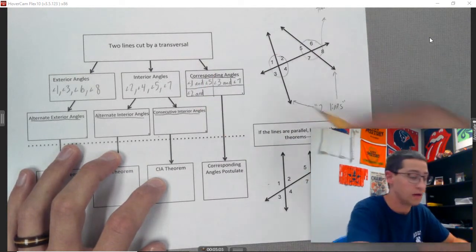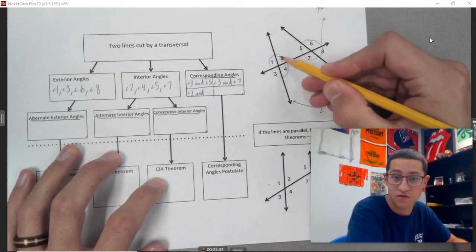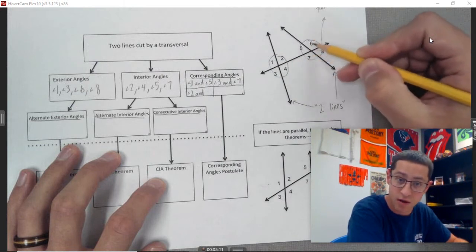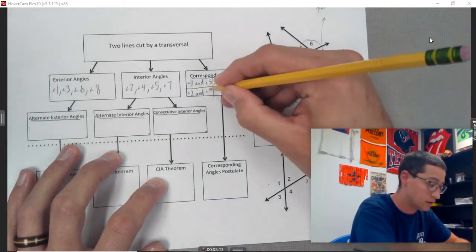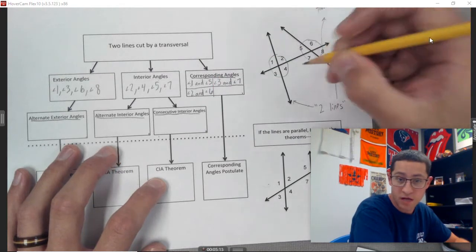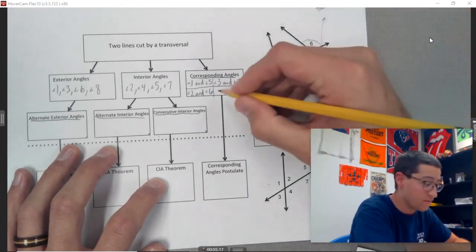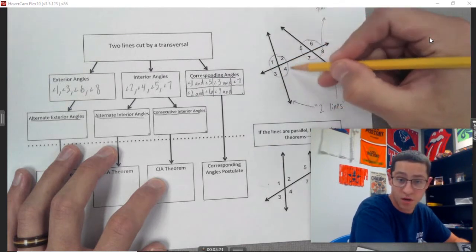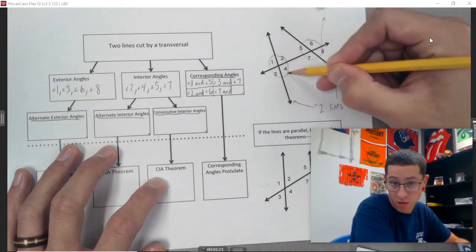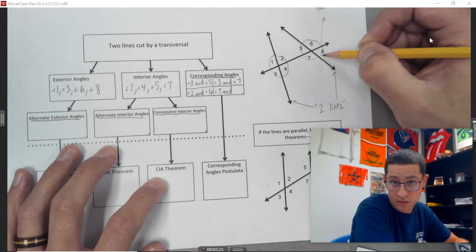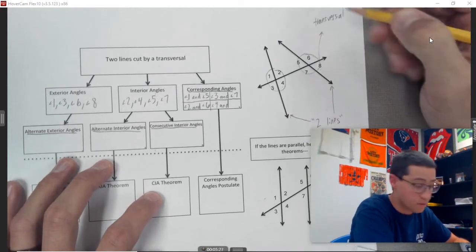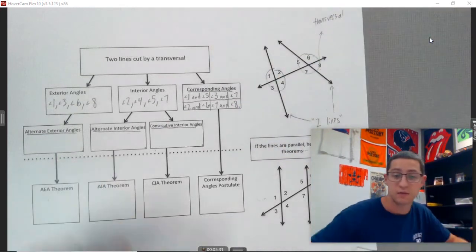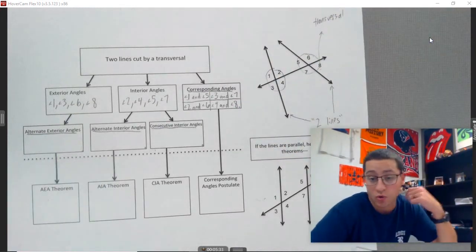All right, angle 2 is up here. This is in the top right of my intersection. This is in the top right, so it is 6. Angle 6. And then for our last pair of corresponding angles, we have 4, and this is in the bottom right-hand corner, and then 8 is also in the bottom right-hand corner. So that is angle 8. Okay, those are the corresponding angles.